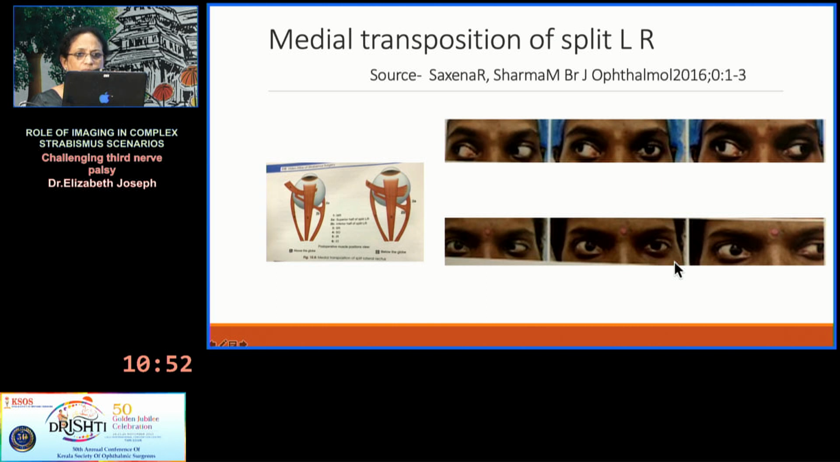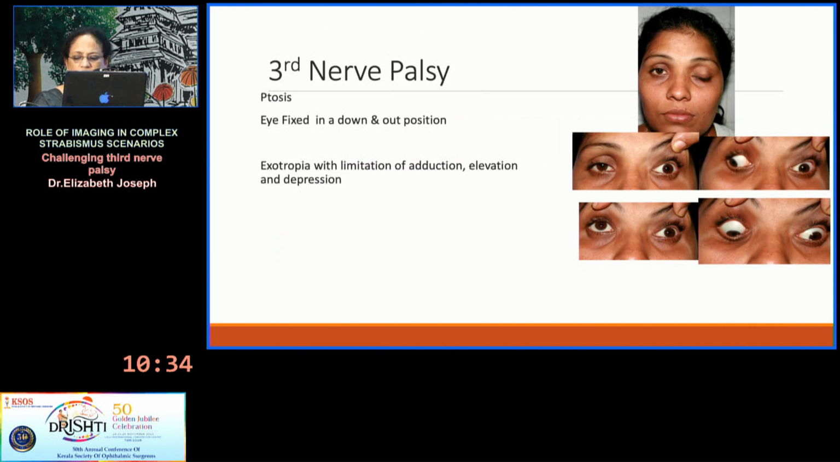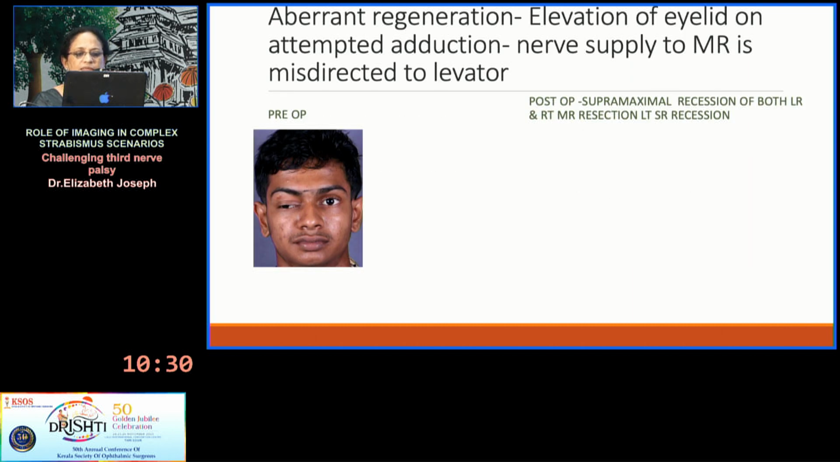The eye will be immobile, but in primary position it will be straight, and the binocular field of no diplopia will be brought to the center. So this is an effective surgery, but it is met with complications like choroidal hemorrhage, and the surgery is very difficult. In such a case, supramaximal recess-resect is enough.